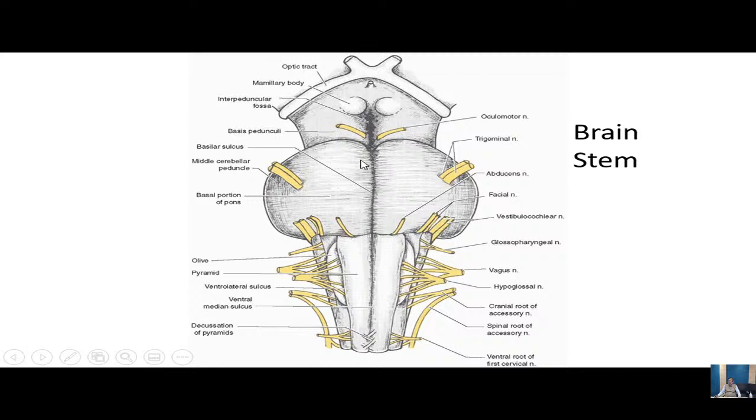This is the part of the brain stem. This is the midbrain, pons, and medulla oblongata. And you can see the various cranial nerves which are coming out. Do you know how many cranial nerves are there? Yes, you are right. There are 12 pairs of cranial nerves, out of which the first two are attached to the cerebrum. The remaining 10 are attached to the brainstem, starting with the third cranial nerve, which is also known as the oculomotor nerve, attached to the front of the midbrain. So like this, there are so many cranial nerves. You can read them in your textbook.